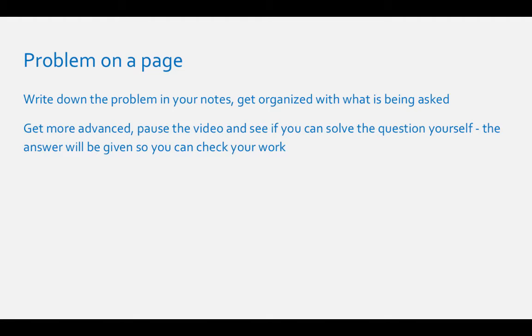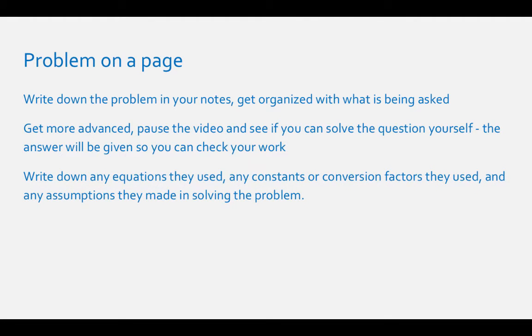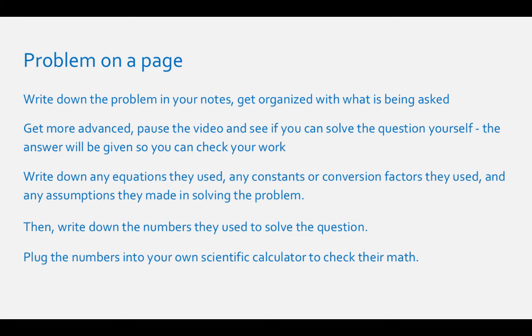Before you get to this point, however, you'll need to watch how they solve the problem. Write down any equations they used to solve the problem, any constants or conversion factors they used, and any assumptions they made in solving the problem. Then you can start writing down the numbers they used to solve the question. Also, make sure you plug the numbers into your scientific calculator to check your math. Sometimes even videos make mistakes.